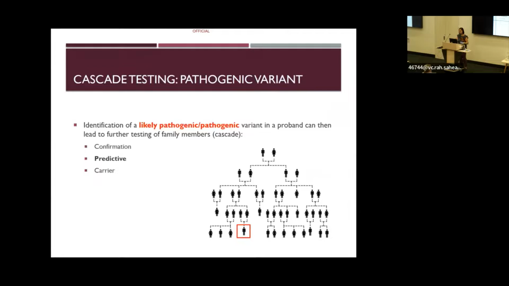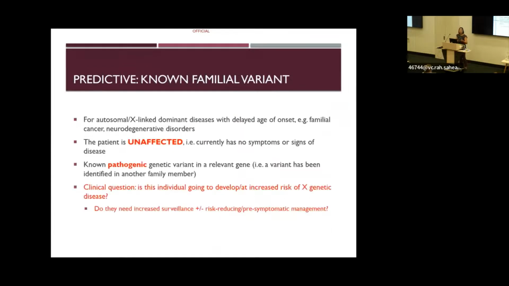With predictive testing, this is a special scenario. So that's for autosomal or X-linked dominant diseases that have got a delayed age of onset. So prime examples would be familial cancer or neurodegenerative disorders. So this is a bit different in that the patient in front of you is completely unaffected. There's no signs or symptoms of disease. And so the question here is, is this patient in front of me going to develop, or are they at increased risk of developing this disease? Do they need to have some kind of increased surveillance? Do they need to have risk reducing or pre-symptomatic management?